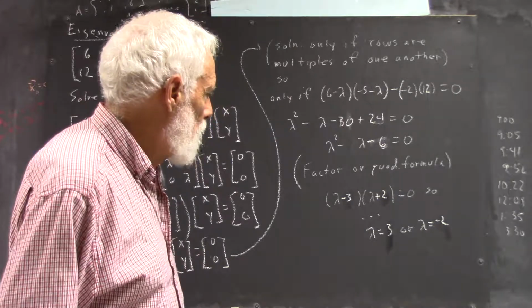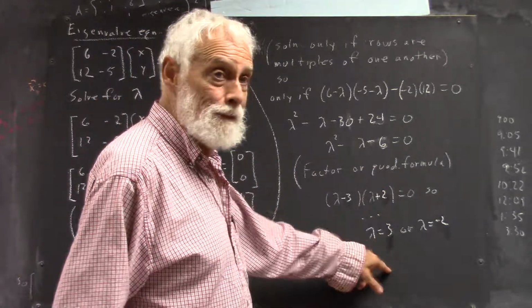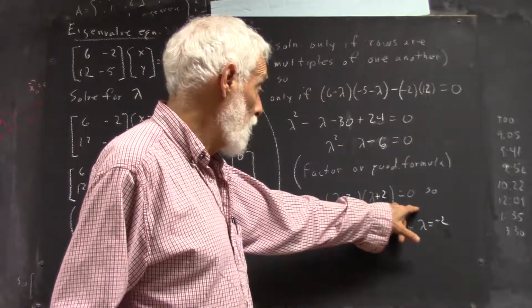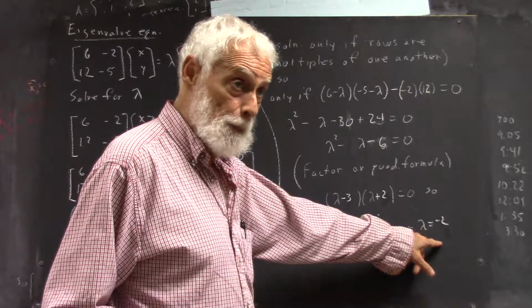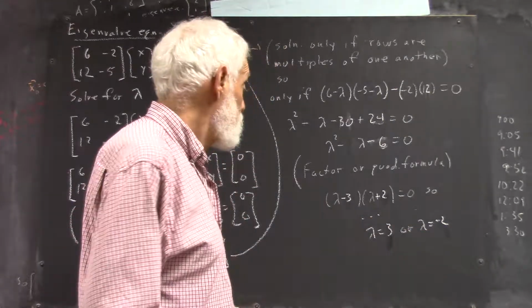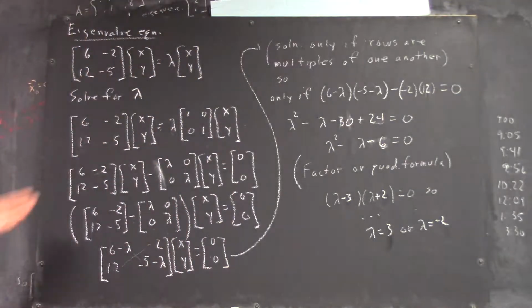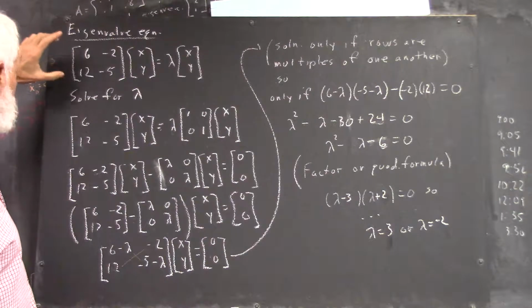Okay, so now if this is corrected, we get this factorization and we get lambda equals 3 or lambda equals -2, right? Okay. So now the process of getting the eigenvalue equation is basically, you can almost skip this stuff.